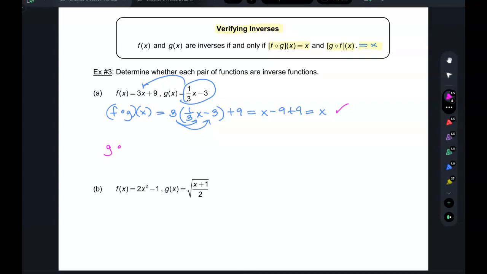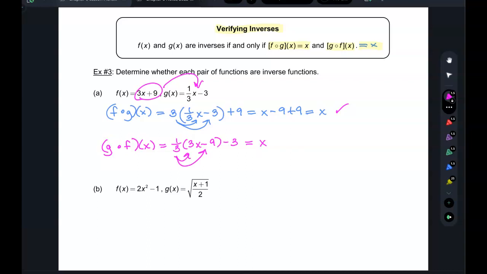Now we're going to do g of f of x. So now I'm going to take this and plug it into the other equation. We're just taking turns plugging one in for the other, but we have to show both equal x in the end. So here I have 1/3 times 3x, which is x. They both equal x.